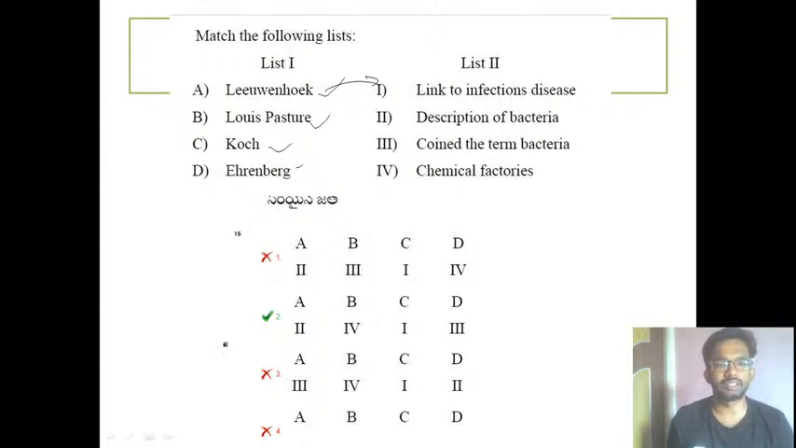So even this question is a memory-based question. So you need to know these scientists' names. Then only you can easily answer.